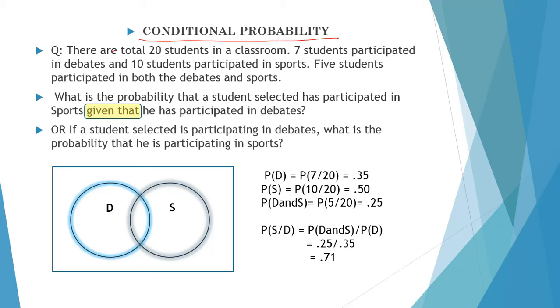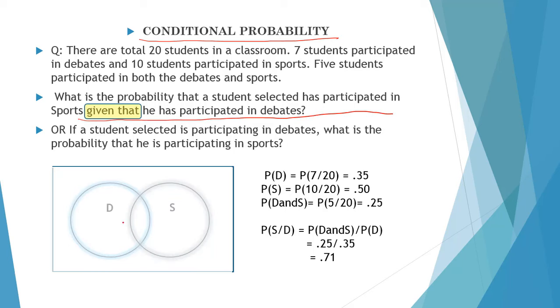Now let's see conditional probability individually. Taking this question again and modifying our requirement: what is the probability that a selected student has participated in sports, given that he has participated in debates? In simple terms, among the debate students, how many have participated in sports, and calculating the ratio of it, like what proportion of debate students have participated in sports too. This is a conditional probability.